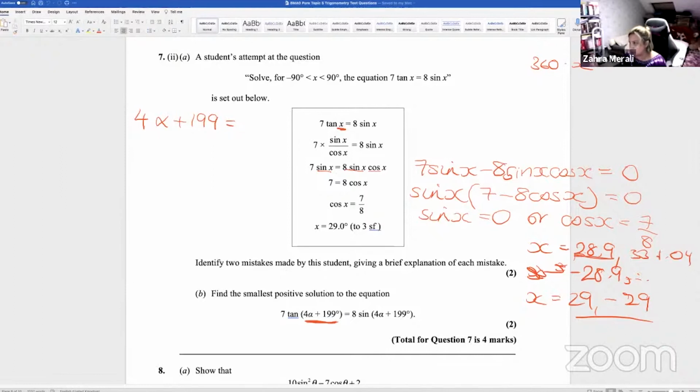So the first positive will have to be 331.04. We minus 199 from it and divide by 4, and hopefully see what we get. 331.04 minus 199 divided by 4. Yes, we get 33.0. So all we're doing is trying all the numbers we have and seeing which is the first one to give us a positive answer.